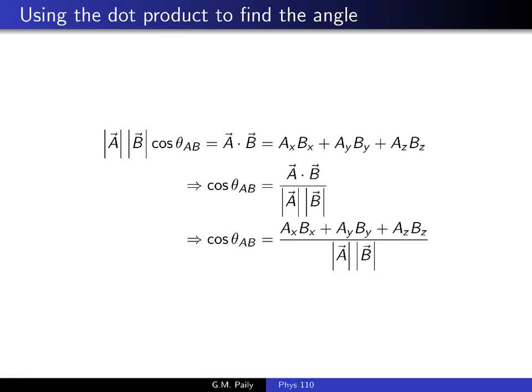Now that we have two formulas to determine the dot product, we can use this to find the angle between two vectors. Remember that a dot b can be expressed in two different ways. One is magnitude of a times magnitude of b times cosine of the angle between them, and the other is ax bx plus ay by plus az bz. Since we want to find the angle, we set this side equal to this side and solve for cosine theta. So first we set this equal to this and solve for cosine theta, so that gives us cosine theta is equal to a dot b divided by magnitude of a times magnitude of b. Now using the other formula for a dot b, we have cosine theta is equal to ax bx plus ay by plus az bz divided by magnitude of a times magnitude of b.